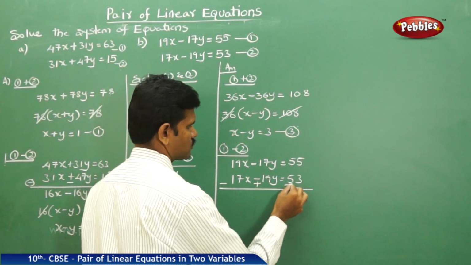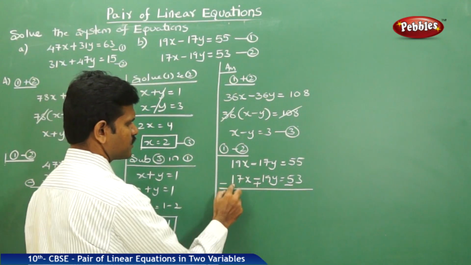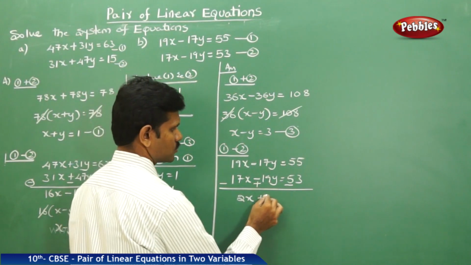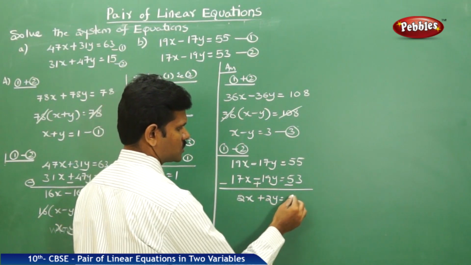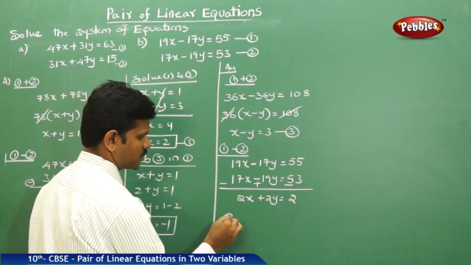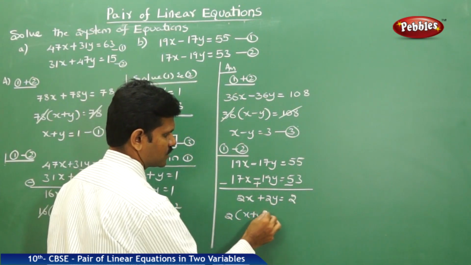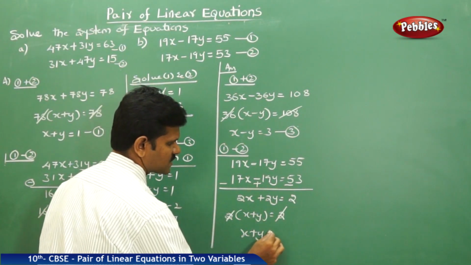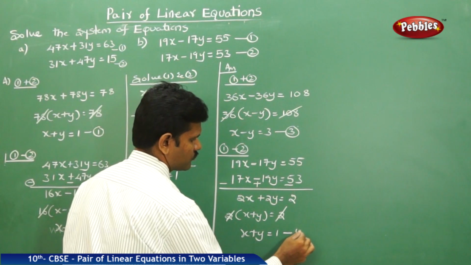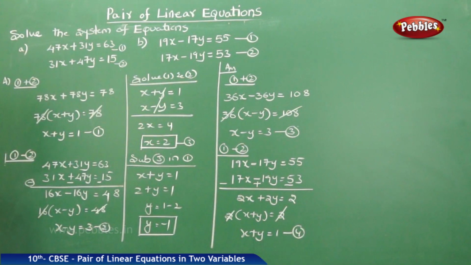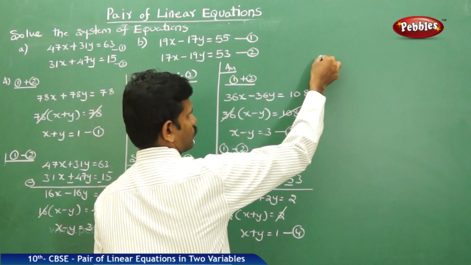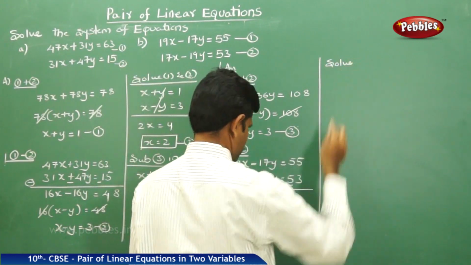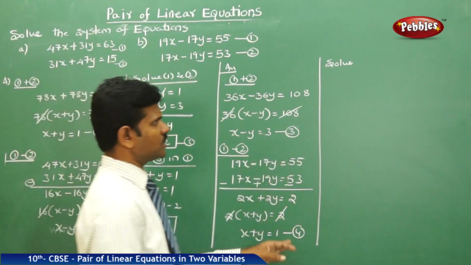Minus, plus, minus. 19 minus 17, 2x plus 2y is equal to 2. Take 2 common. x plus y is equal to 2. 2 gets cancelled. That is x plus y is equal to 1. This is equation 4. Now solve equation 3 and 4.